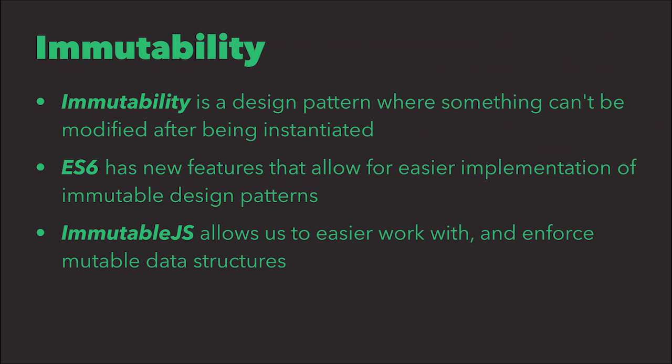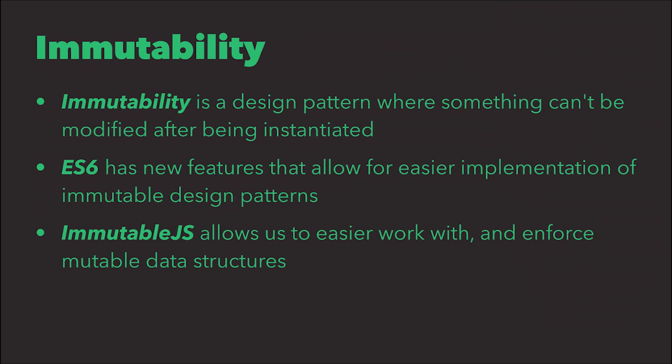Immutability is basically a design pattern where something can't be changed or modified after it has been created. So if you have an actor object and you want to change the actor's name, you can't just do actor.name equals new name. You have to create a new actor with that new name. The reasoning behind this is that it helps manage your application state and ensure that the references to the objects in your application are what you think they are, and lets you control the changes in your application.